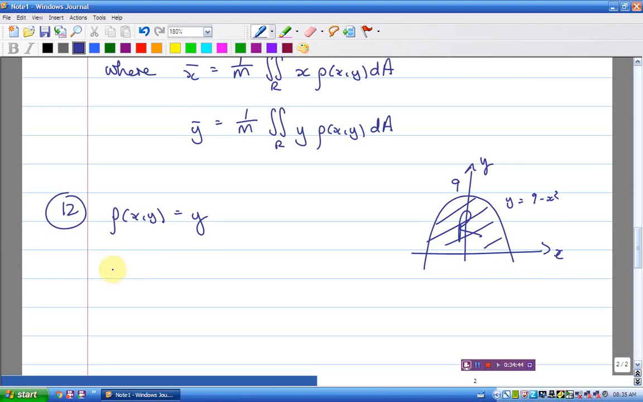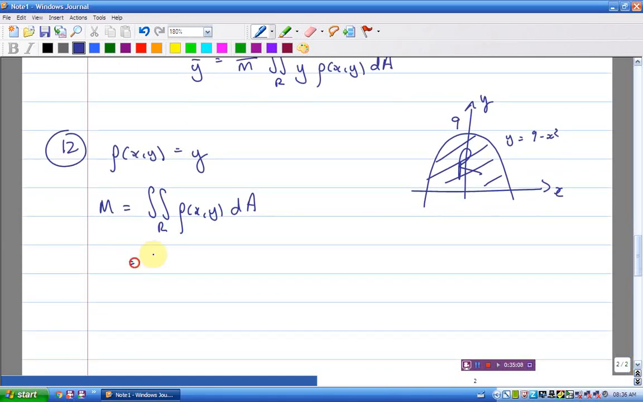The mass is the double integral of density dA. That is your basic formula for mass. Next line, I'm going to start plugging stuff in. Density is y. dA, I'm going to do y first, and then x. Y goes from y equals 0 to y equals 9 minus x squared, for values of x that go from minus 3 to 3.